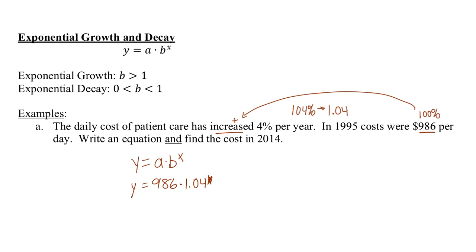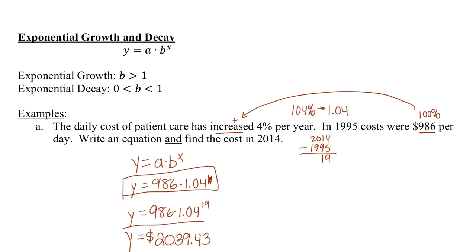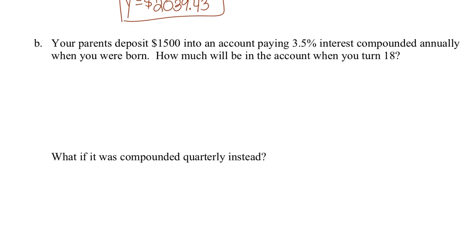Now that we have our equation, let's work on answering the second part, finding the cost. So from 1995 to 2014, if I subtract those, that is 19 years. So I'm going to find 986 times 1.04 to the 19th. And that will give me my second answer, which is 2039.43. So here's my first answer, the equation, and here's the cost in 2014. Typically, you will be writing an equation and then also solving.